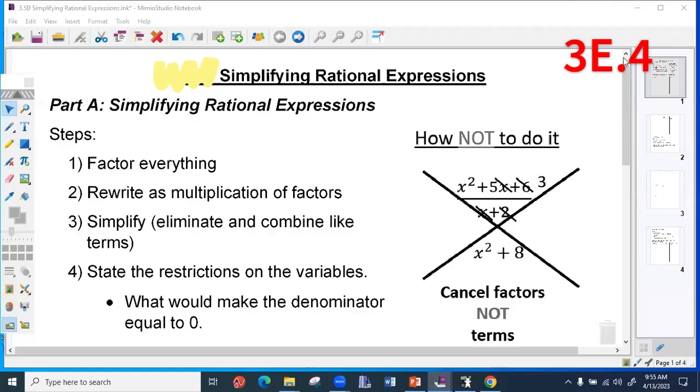3.5D has multiple parts. The first part is simplifying rational expressions. Then we're going to talk about multiplying and dividing rational expressions. On part A of this, our steps are as follows.